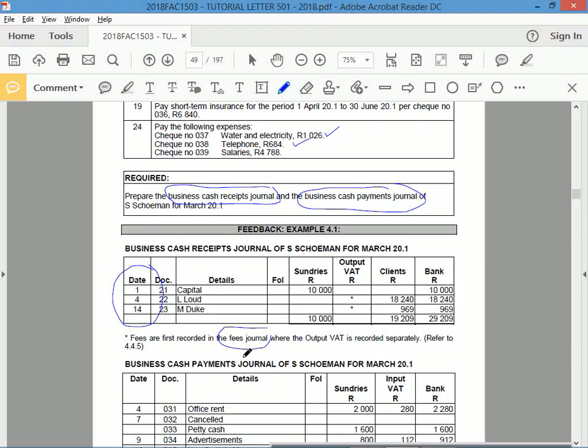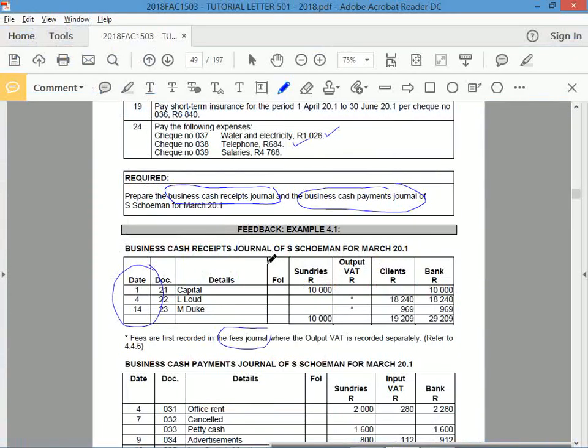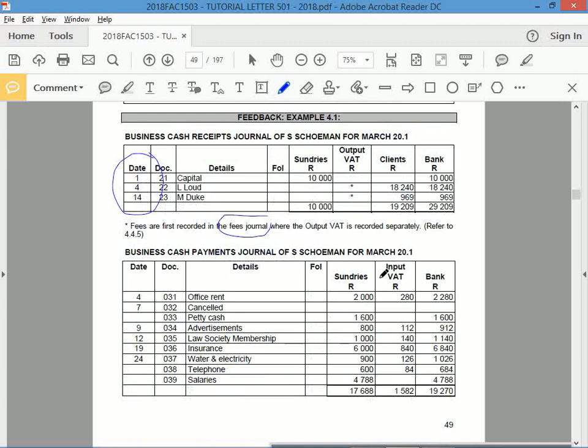I'm just showing it as one. So here we assume that the fees that we earned was the fees that we received. Right, and then the others would have gone to the CPJ. And then here the columns are important. Notice the ones they've shown for VAT, office rent, yes.